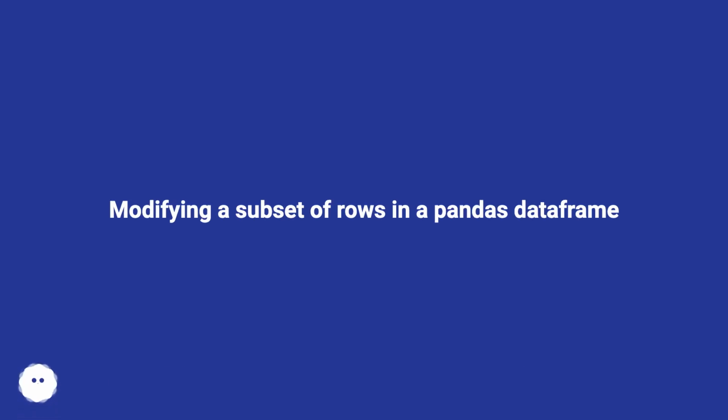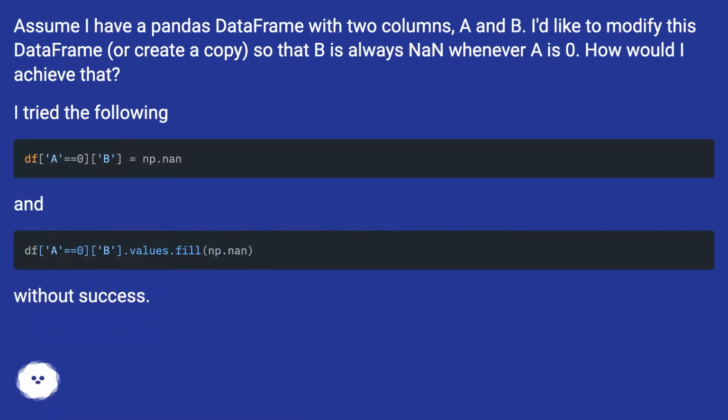Modifying a subset of rows in a Pandas data frame. Assume I have a Pandas data frame with two columns, A and B. I'd like to modify this data frame or create a copy so that B is always None whenever A is 0. How would I achieve that? I tried the following, and without success.